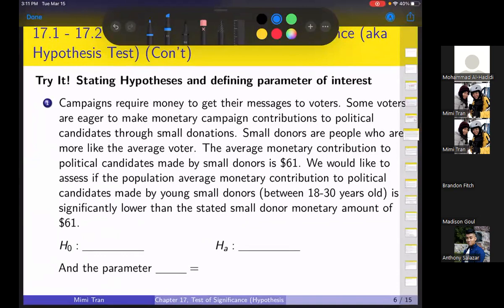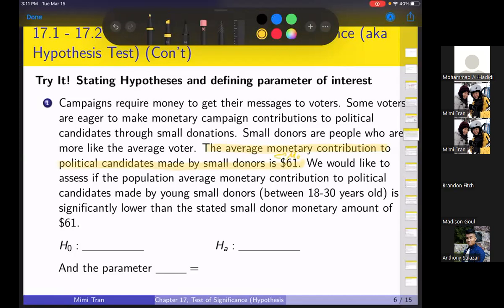Campaigns require money to get their messages to voters. Some voters are eager to make monetary campaign contributions to political candidates through small donations. Small donors are people who are more like the average voter. The average monetary contribution to political candidates made by a small donor is $61. That's your mu naught, the mean mu. You highlight here. That's your mu naught.